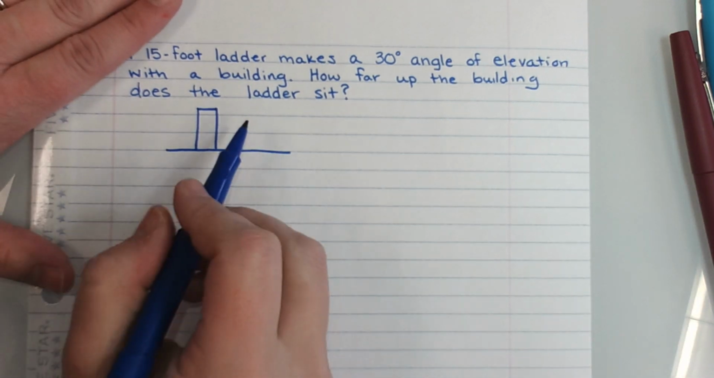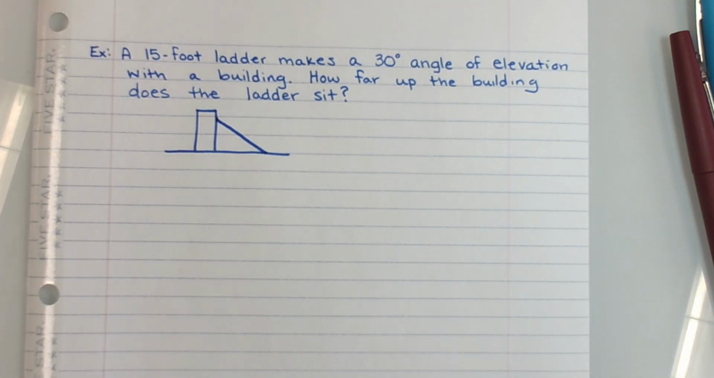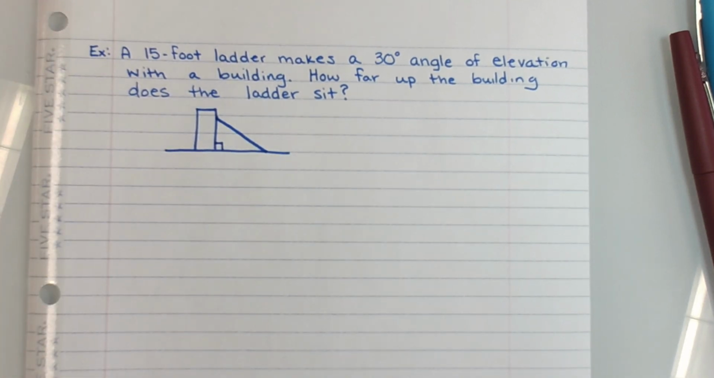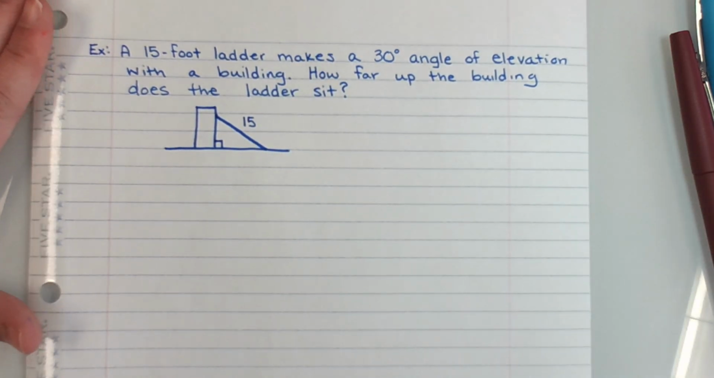Hence, angle of elevation. It's at an angle. Okay, there's my ladder. Do you see a triangle? Yeah. Is it a right triangle? Assuming the building goes straight up and down. The only time the building is not going straight up and down is if I tell you it is the Leaning Tower of Pisa. We know 15, we know 30. Where does the 15 go? It's the length of the hypotenuse, because that's what the ladder is.